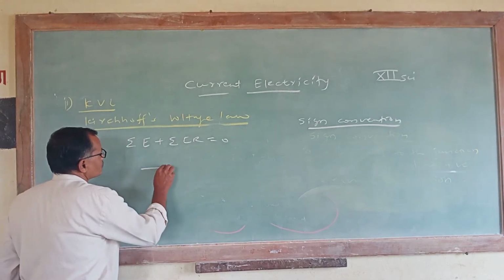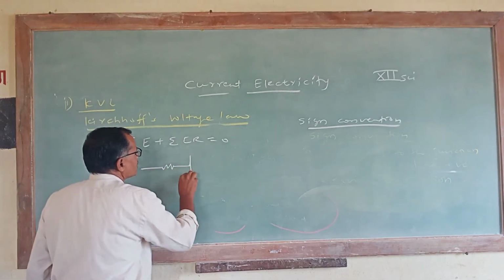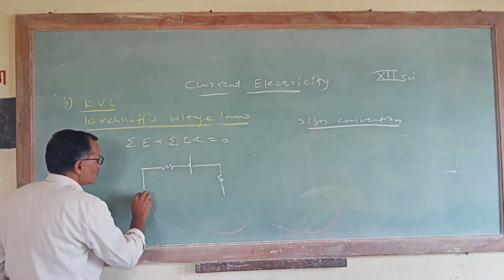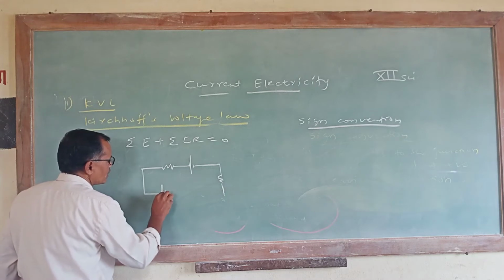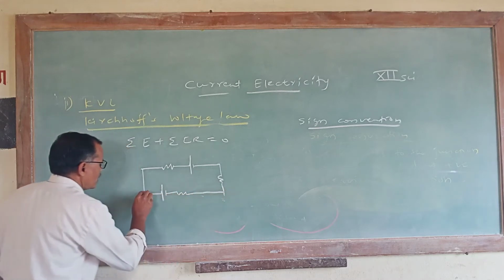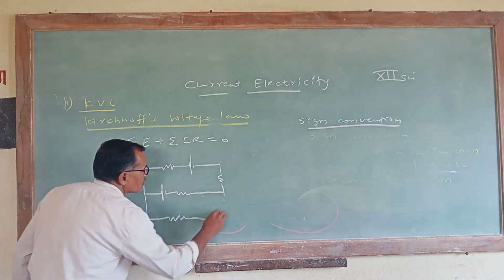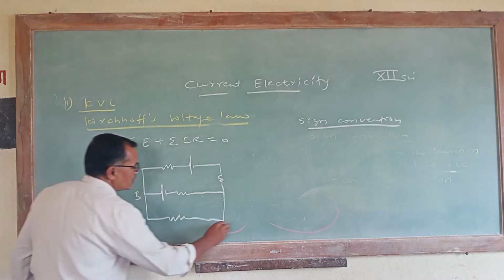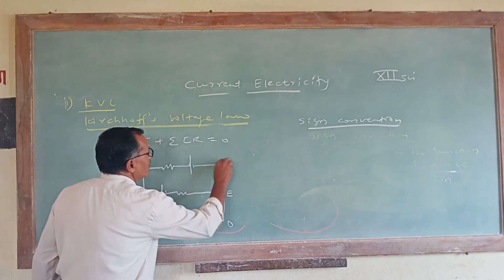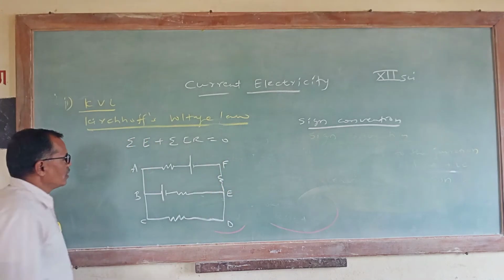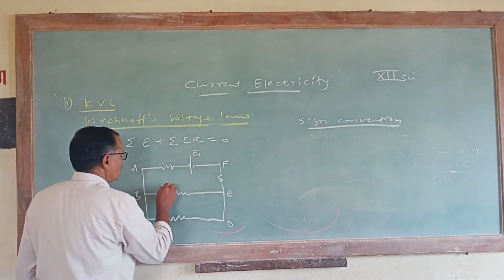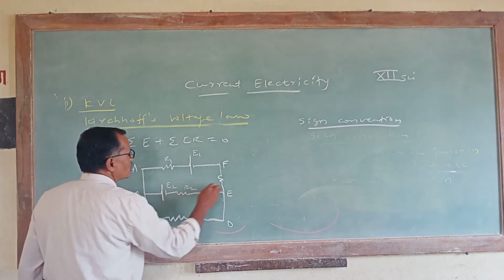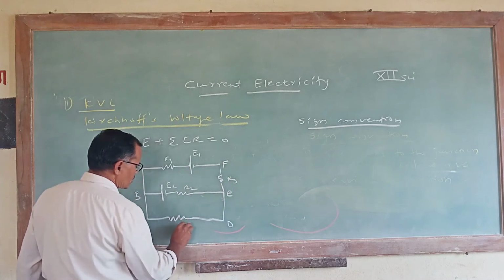Suppose that this is the resistance. Here is a cell. Again here is a resistance. Suppose that here is a cell, here is a resistance, and again here is a resistance. Suppose these points are A, B, C, D, E, F. This cell is E1, this cell is E2. This resistance is R1, this is R2, this is R3 and this is R4.